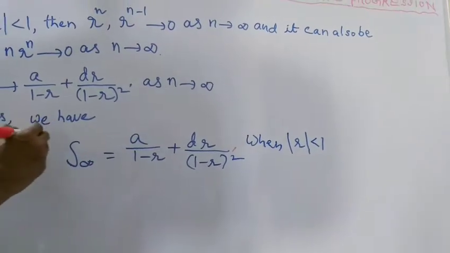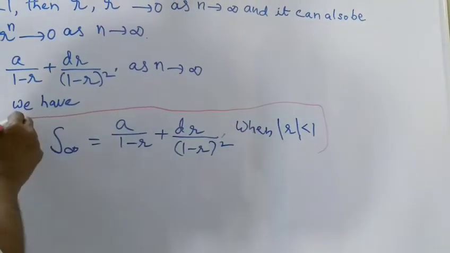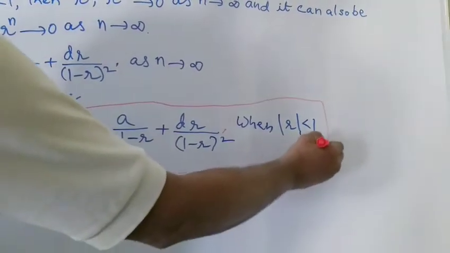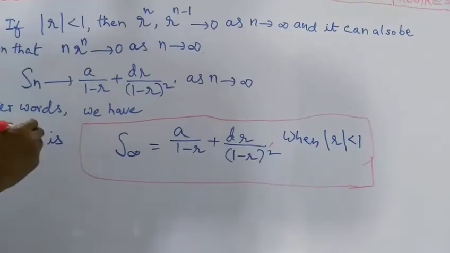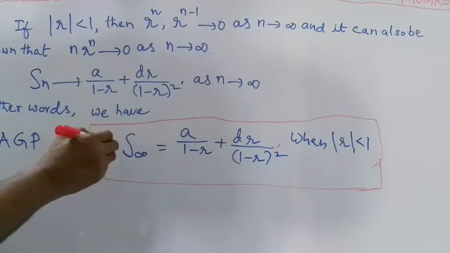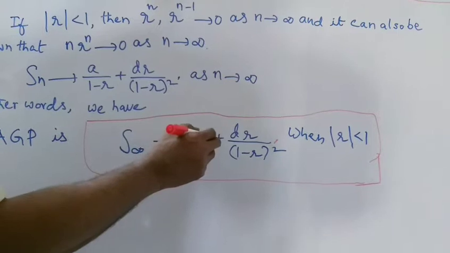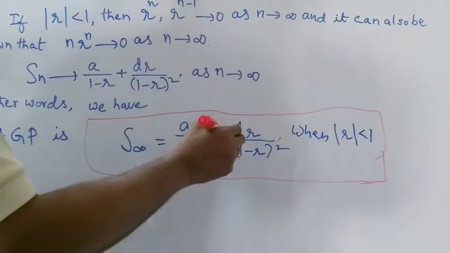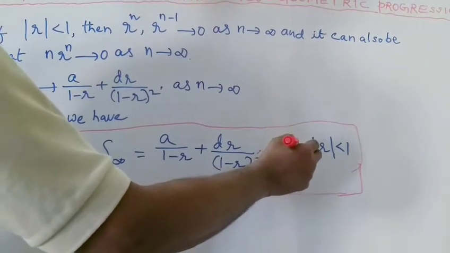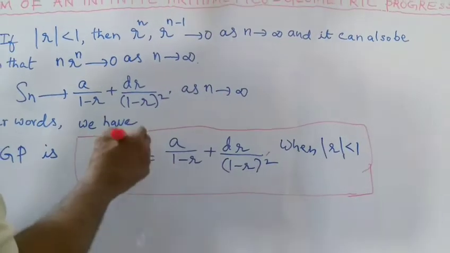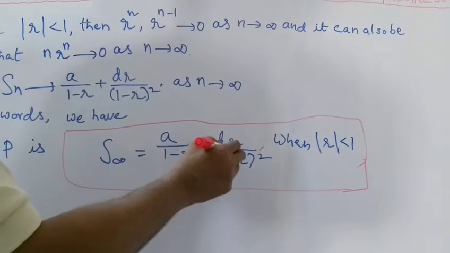So this is the arithmetico-geometric progression. The sum to infinity terms is a by 1 minus r plus dr by 1 minus r whole square, on the condition that modulus r is less than 1. That means the common ratio must be less than 1. Then the sum to infinity is possible.